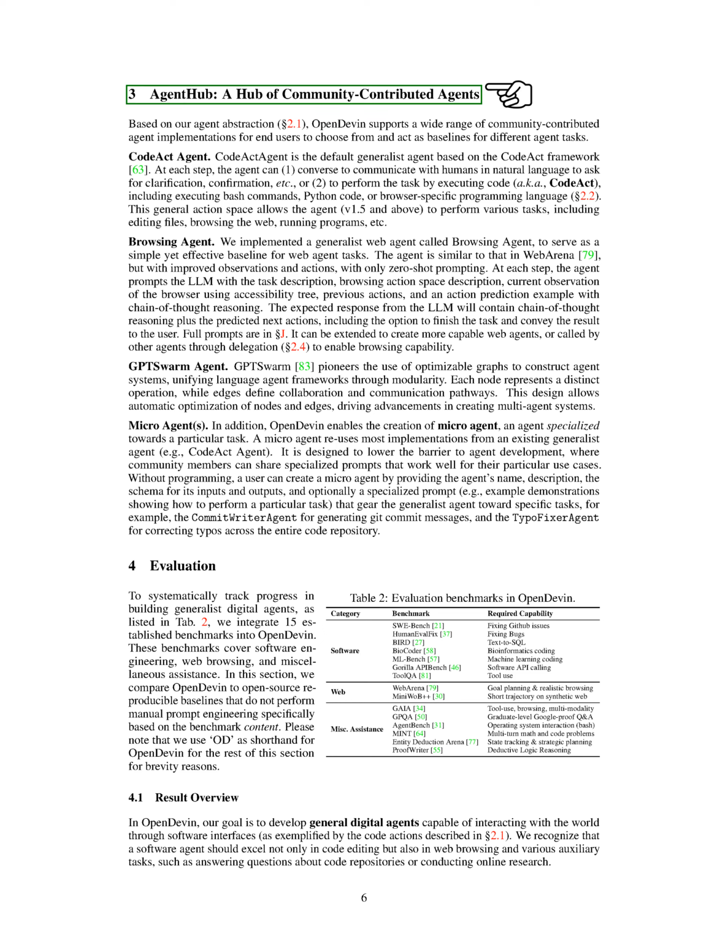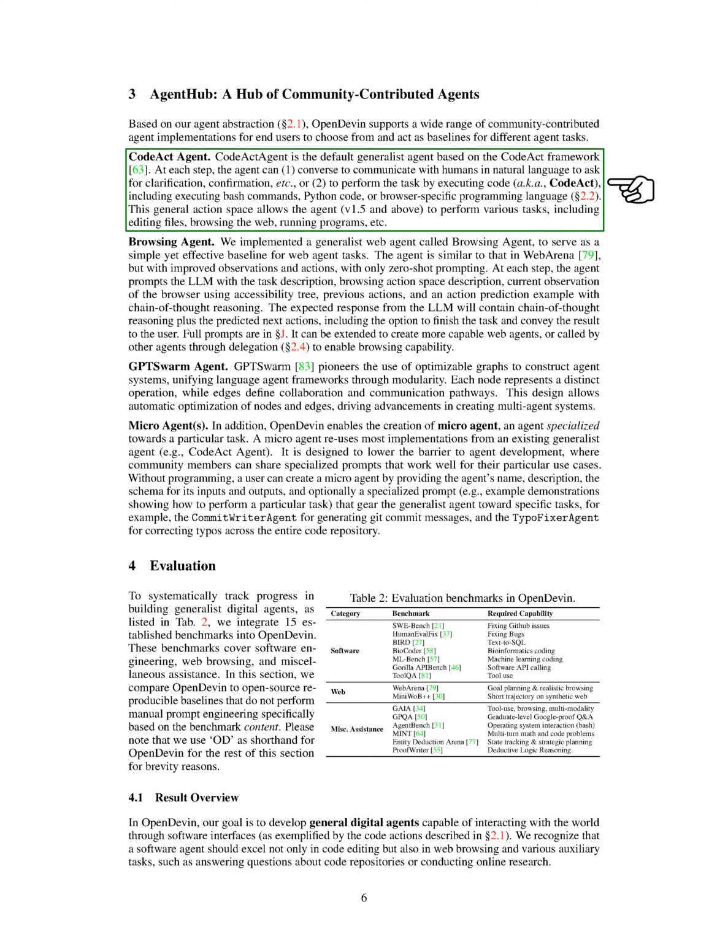Section: Agent Hub, a hub of community-contributed agents. In this section, we discuss Agent Hub, which serves as a platform for community-contributed agents. Based on our agent framework, OpenDevin offers a variety of agent implementations that users can select from, providing a foundation for different tasks. We introduce the Code Act agent, which is our default generalist agent built on the Code Act framework. At each step, this agent can either engage in conversation with humans using natural language to seek clarification or confirmation, or it can execute tasks by running code.